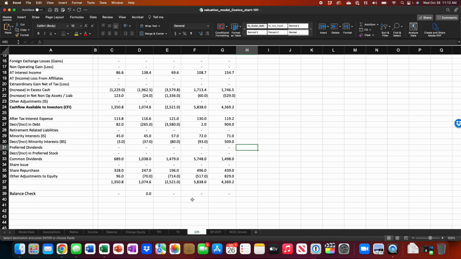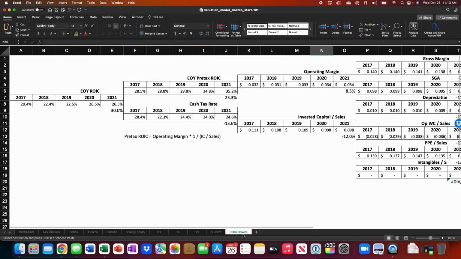Right? Final tab over here is called the ROIC drivers. This is the tree. So this model auto-generates the historical 5-year ROIC tree. These are the trees you were analyzing before. This is where it came from. Okay? Now, over here on the left, there's 2 tabs called assumptions and ratios.